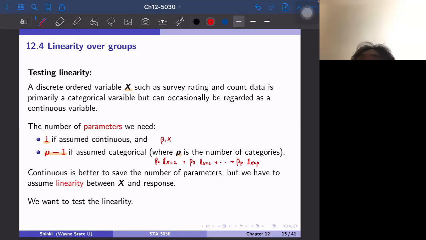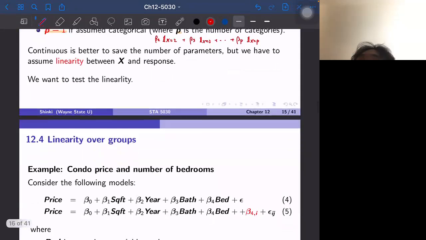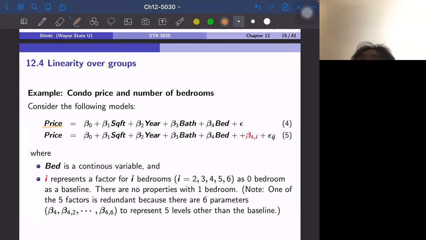So continuous saves the number of parameters, but we have assumed linearity, so it's less flexible. We have a trade-off between these. Think about these two models. We want to see the price of a house, and the predictors are square footage and year. These are linear predictors, but the number of bedrooms isn't necessarily a continuous variable. Sometimes a 2-bedroom apartment is more expensive than a 1-bedroom apartment, but if the bedrooms are 6 or 7, that probably does not really matter. So we still include the number of beds here, but we also include the indicator variable, and then we see if this is significant or not.